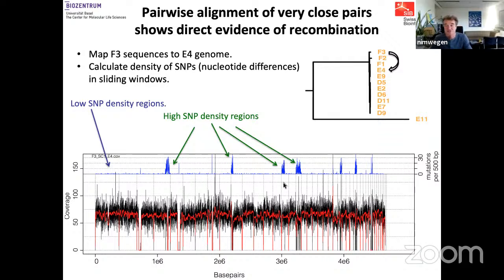So here I've taken two strains, F3 and E4, that are actually very close. And I basically compared them along the whole alignment. In the blue line, I'm showing you the density of SNPs, per kb or a couple kb. And what you see is that for most of the alignment, the SNP density is very, very low, except for a couple of places where all of a sudden the SNP density is much larger.